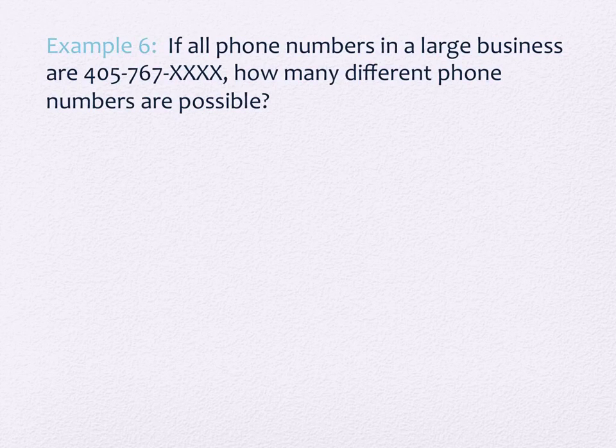If all phone numbers in a large business are 405, 767, and then 4 more numbers, how many different phone numbers are possible? So that would be combination, right? Combination, the order doesn't matter. That's a true statement. But in a combination, you can't repeat things. Now, but again, does the order matter in a phone number?